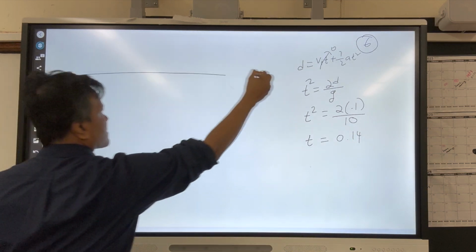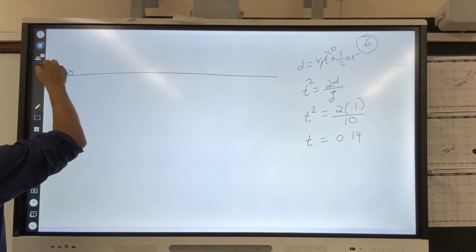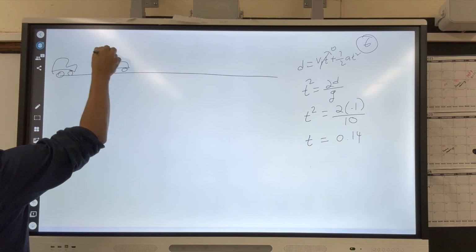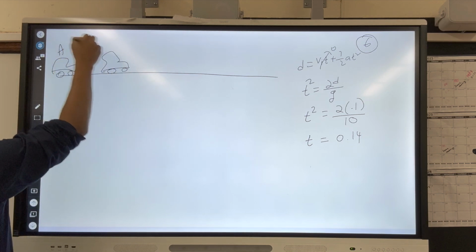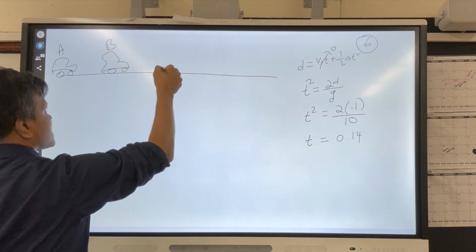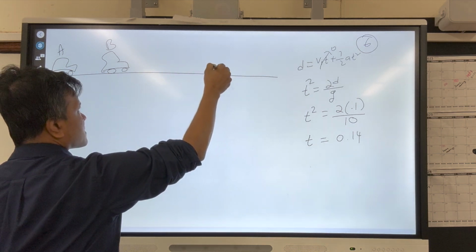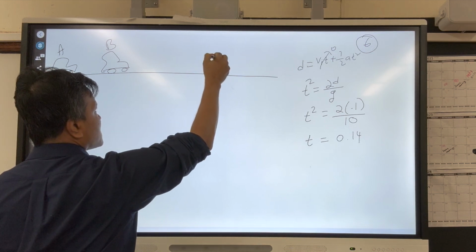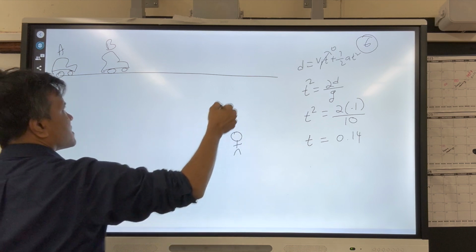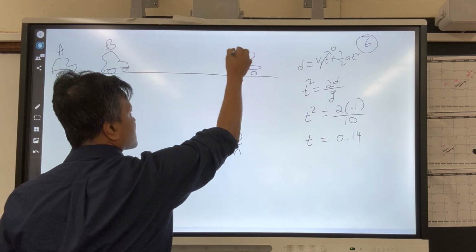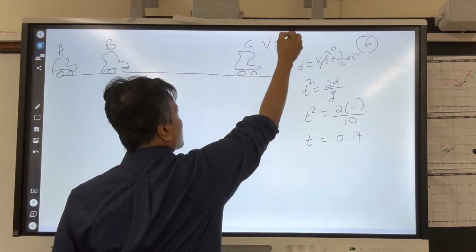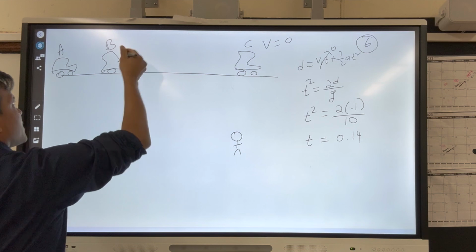You are driving. This is your reaction time. From here to here, this is location A, this is location B, this is location C, this is the man at location C. Well, I don't know, I just want to draw the man here. And this is location C. All right, C. Okay, at C your velocity is 0 because at B you hit the brake.